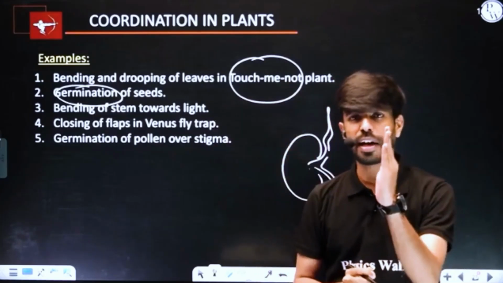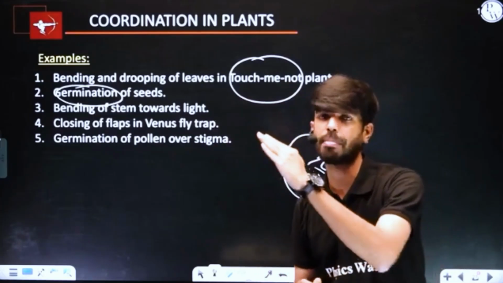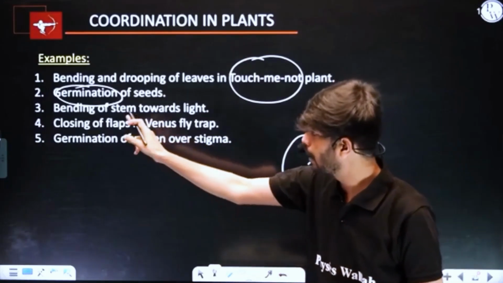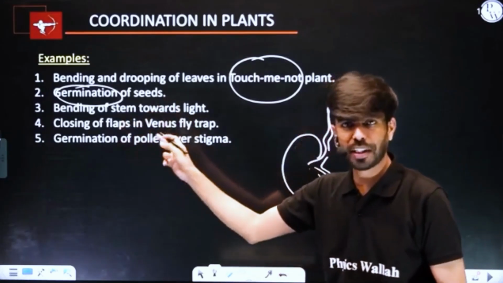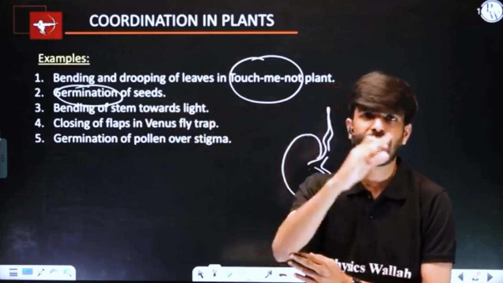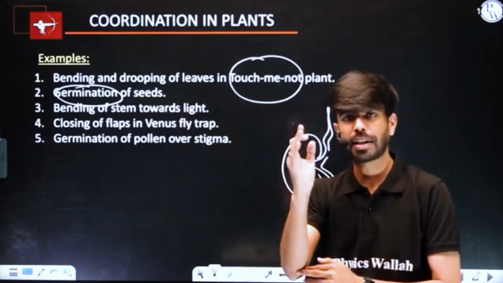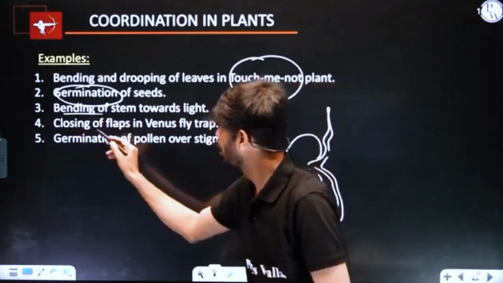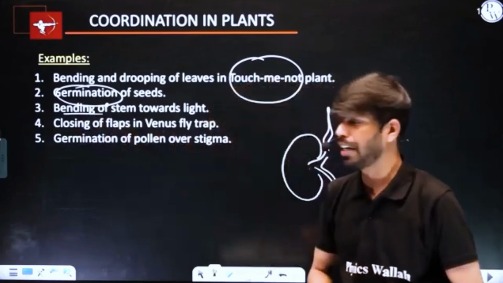Auxins ಏನು ಮಾಡುತ್ತೆ, ಅದನ್ನ ಲೈಟ್ ಕಡೆಗೆ ಬೆಂಡ್ ಆಗೋ ತರ ಮಾಡುತ್ತೆ. ಸೊ ಅದನ್ನ ನೆಕ್ಸ್ಟ್ ಸ್ಲೈಡ್ ಅಲ್ಲಿ ತಿಳ್ಕೊಳ್ಳೋಣ. ಓಕೆ, ಸೊ ಹಿಯರ್ another example, the plant is showing the response by bending the stem towards the light. ಅದು ಪ್ಲಾಂಟ್ ಏನು ಮಾಡ್ತಾ ಇದೆ, ರೆಸ್ಪಾನ್ಸ್ ಅನ್ನ ಶೋ ಮಾಡ್ತಾ ಇದೆ. ನೆಕ್ಸ್ಟ್ ಒನ್, here you can see that closing of flaps in Venus flytrap.